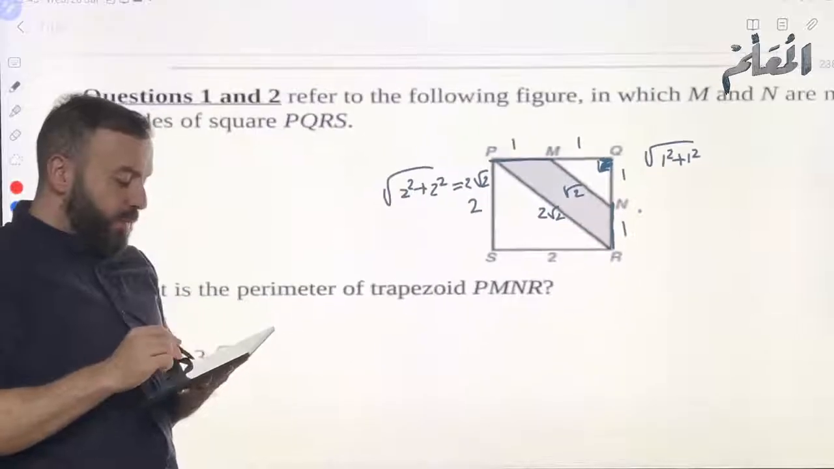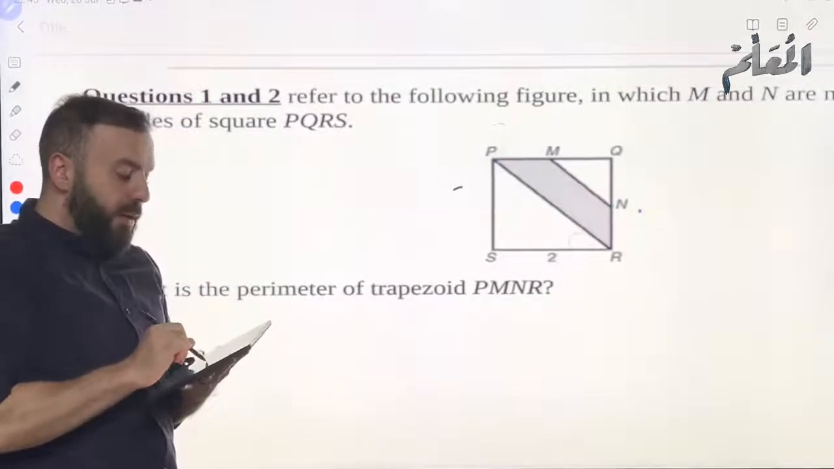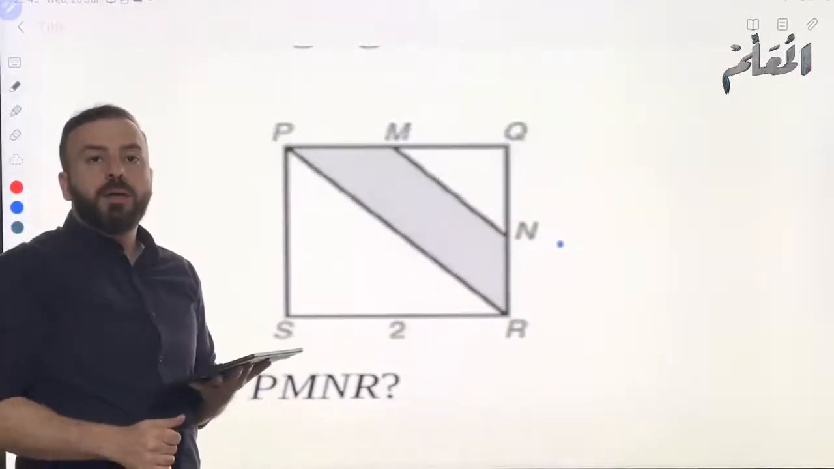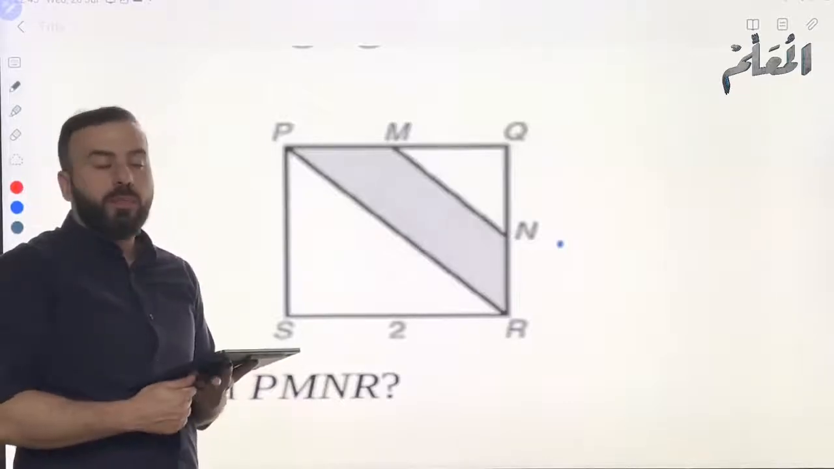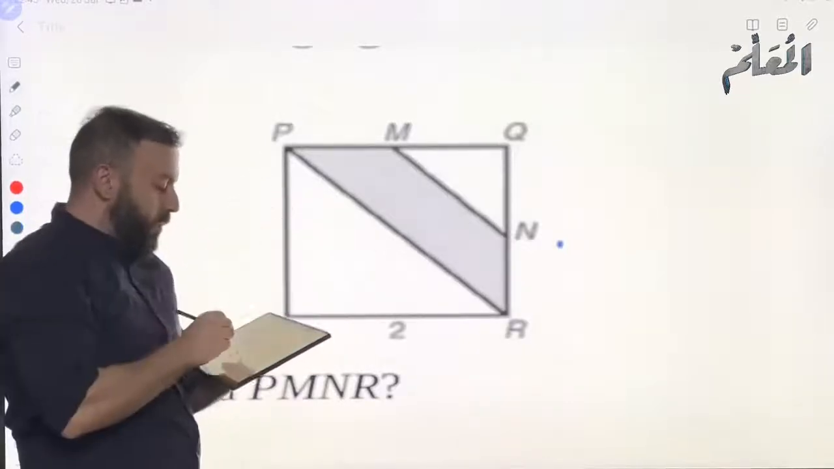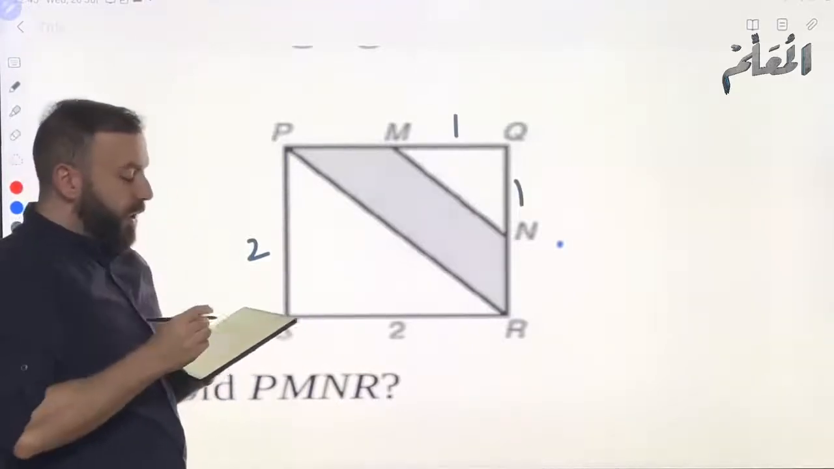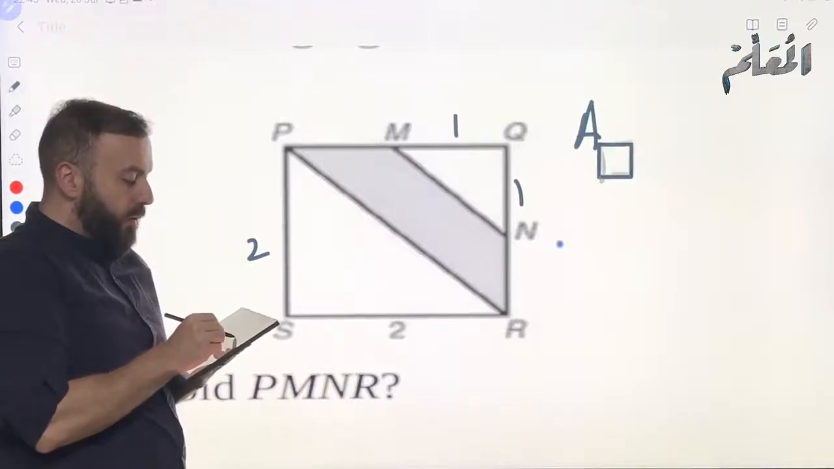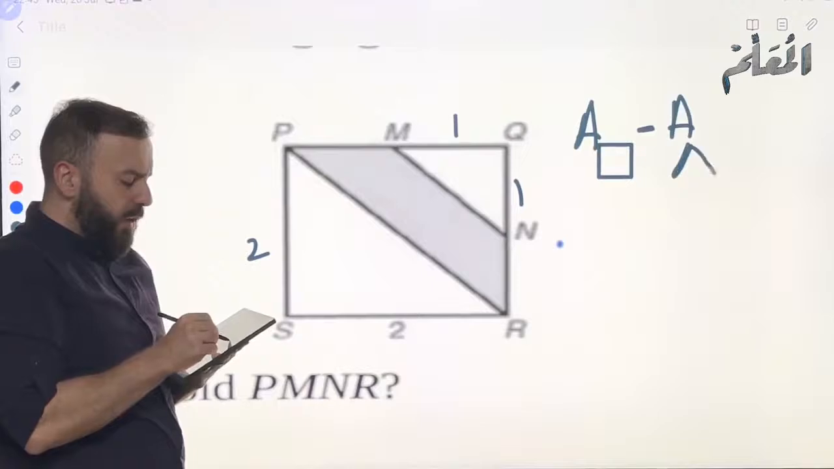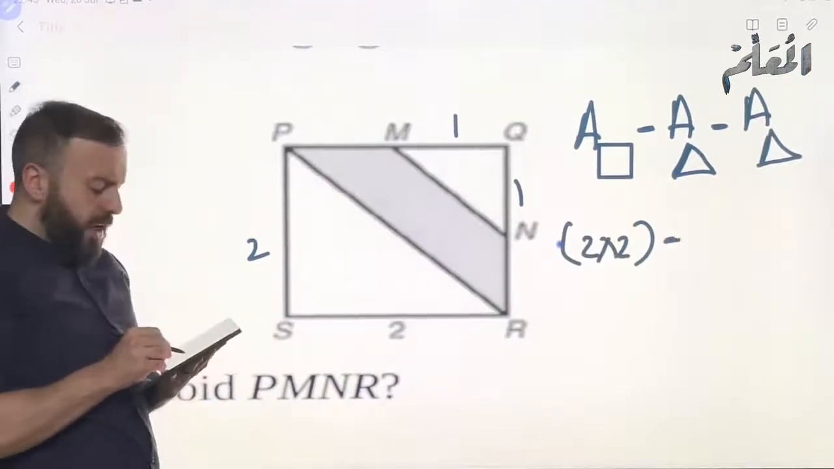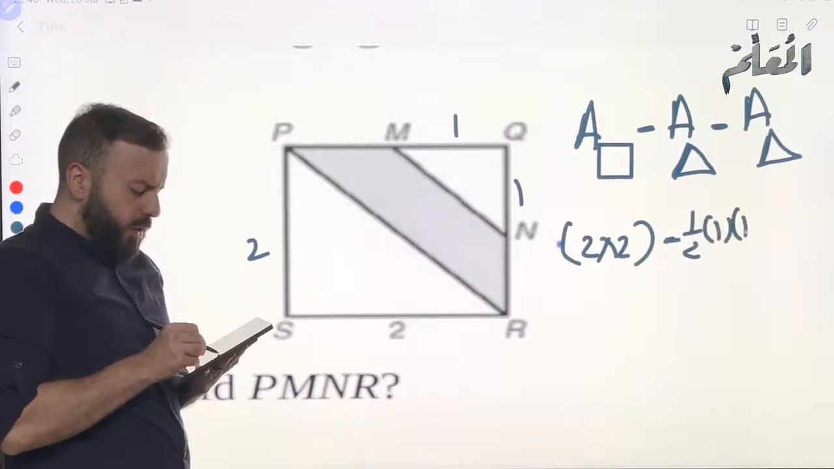Okay? So question 2. If I want to get the area, the easy way, just avoid doing a lot of stuff. So the easy way, and this is 2, and this is 1, this is 1 also. To get the shaded area, I can get the area of the square minus the area of the first triangle minus the area of the second triangle. The area of the square is 2 times 2, side times side. Minus the area of the first triangle, half times 1 times 1. The area of the second triangle, half times 2 times 2.